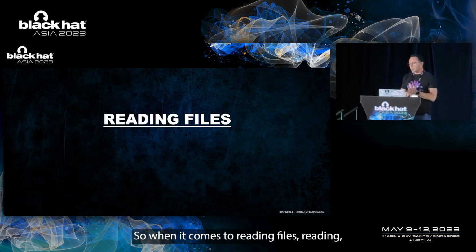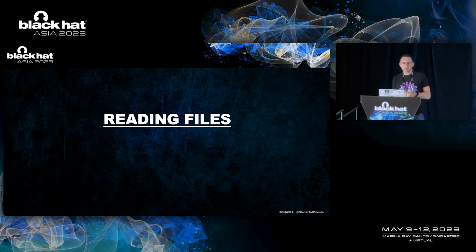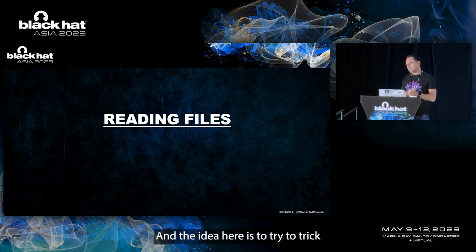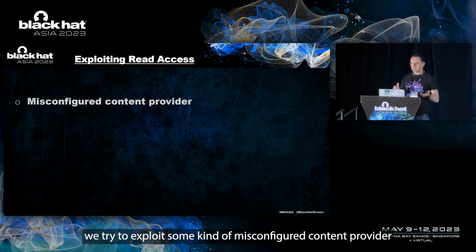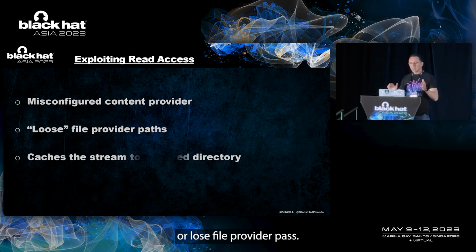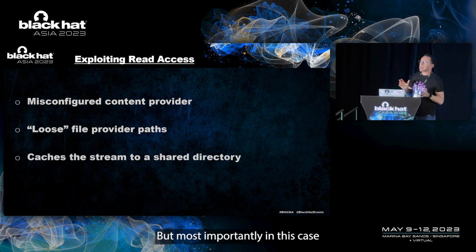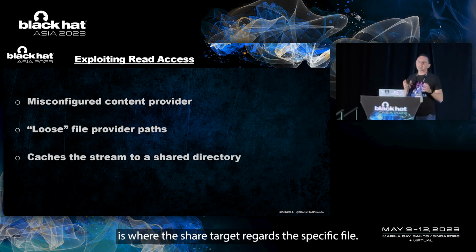All right, so when it comes to reading files, reading files is also possible, and the idea here is to try to trick the shared target to process one of its own files, and by preference one file which has some kind of sensitive info. In order to do that, we try to exploit some kind of misconfigured content provider or loose file provider paths. But most importantly, in this case, is where the shared target will cache the specific file.